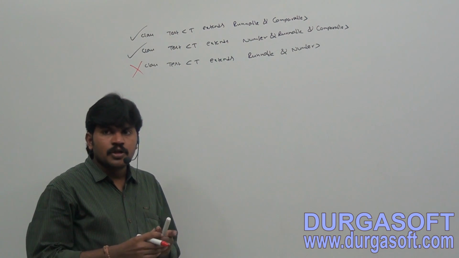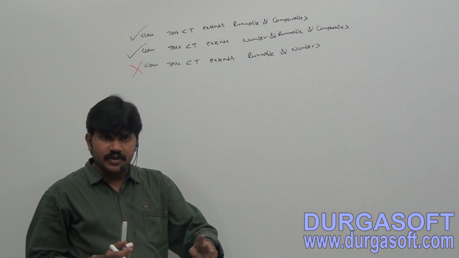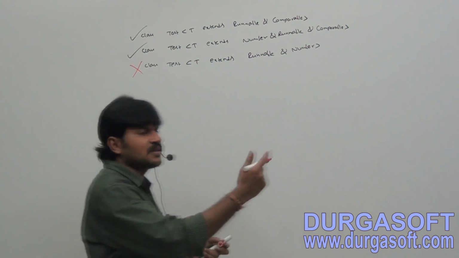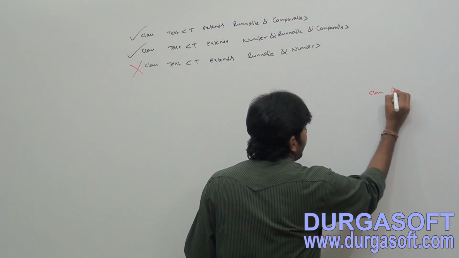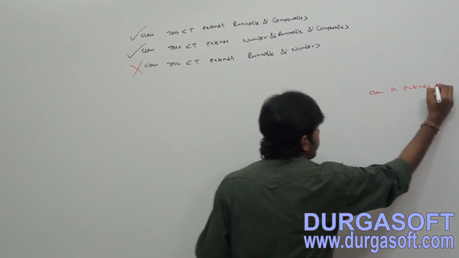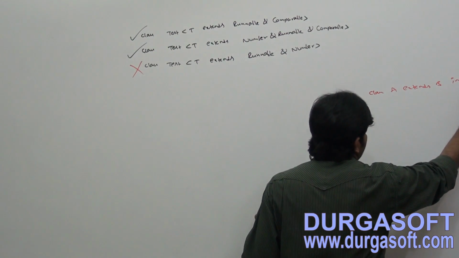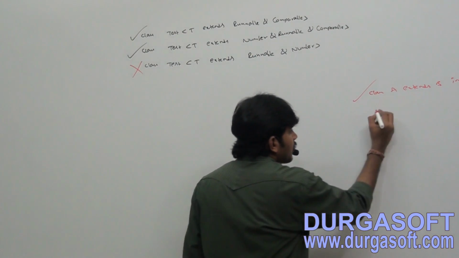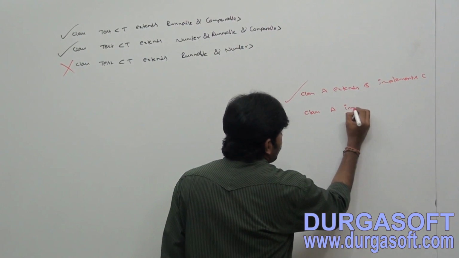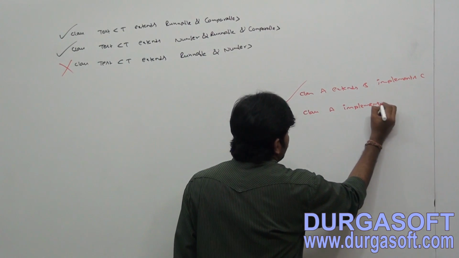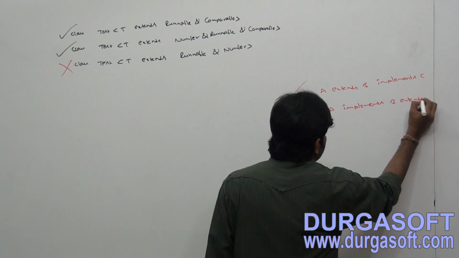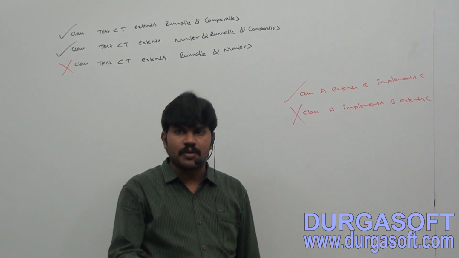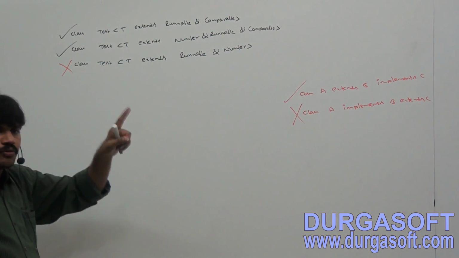What is the reason? If you want to take a class and an interface, first we have to take the class and then the interface. Even in normal Java syntax, class A extends B implements C is valid. Class A implements B extends C: valid or invalid? Invalid. Are you getting it? First extends and then implements. That's why this one is invalid.